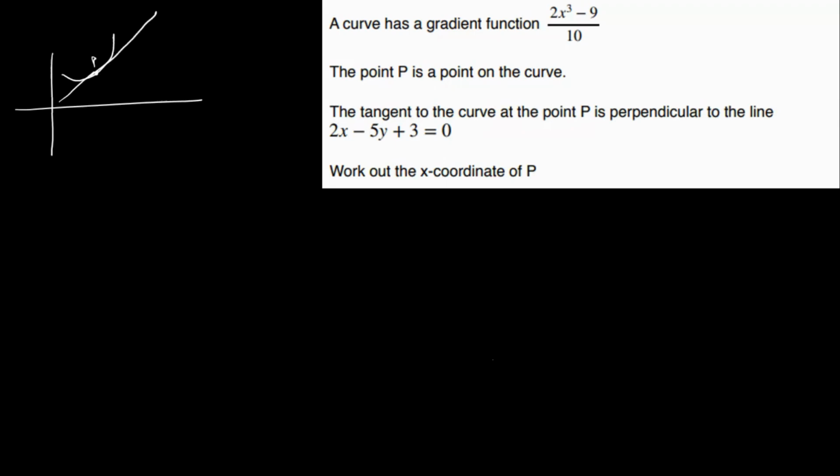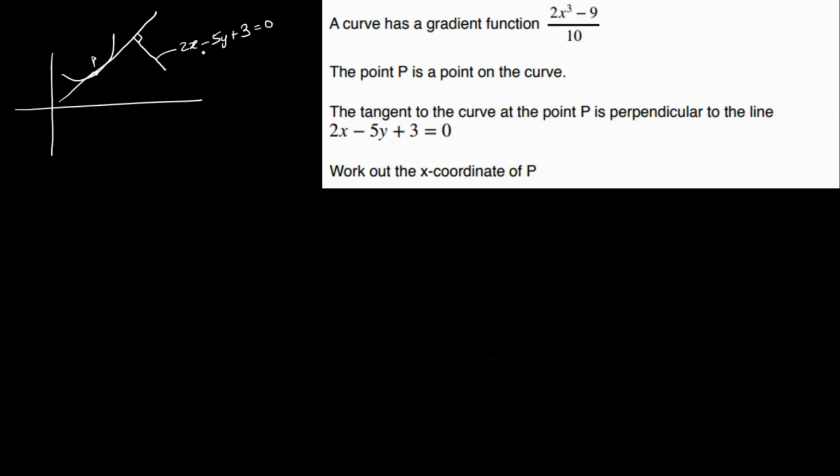The tangent to the curve at point P is perpendicular to the line. There is a line, let's say this is the line which is perpendicular to the tangent at P. This equation is given as 2x minus 5y plus 3 is equal to 0.